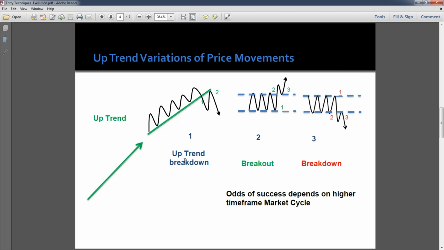Uptrend variations of price movements. This is the uptrend going on, and afterwards when it breaks down the trend line, that is the time when we will exit. And when it takes a hit near the trend line again, that is confirmation that this trend line is broken for real, and it will not come up very easily. Sometimes it so happens that it will break the trend line and afterwards it will gain momentum and go and take out the trend line.